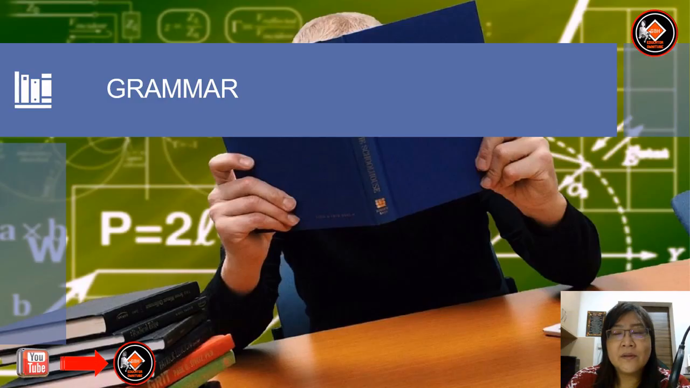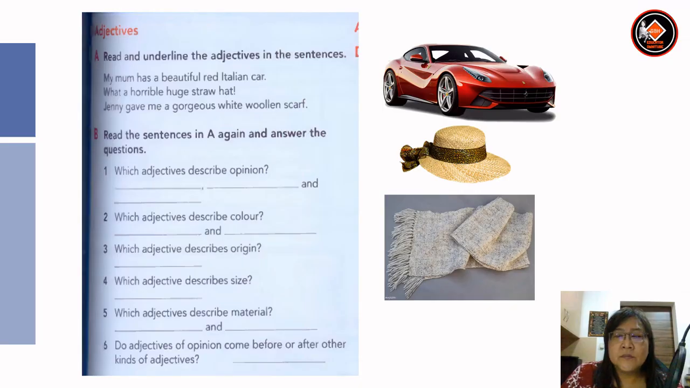Dear students, the next lesson is grammar. Dear students, the first grammar item is adjectives. The first exercise A. Read and underline the adjectives in the sentences. My mom has a beautiful red Italian car. So the adjectives are beautiful, red, and Italian.